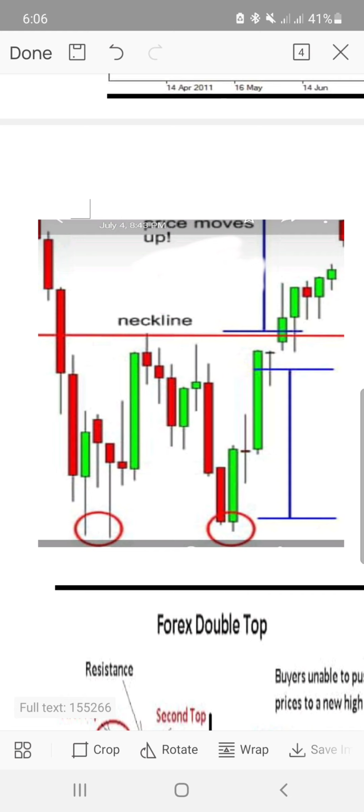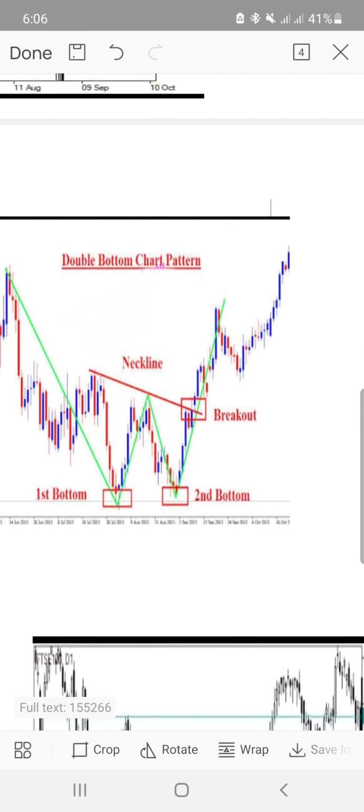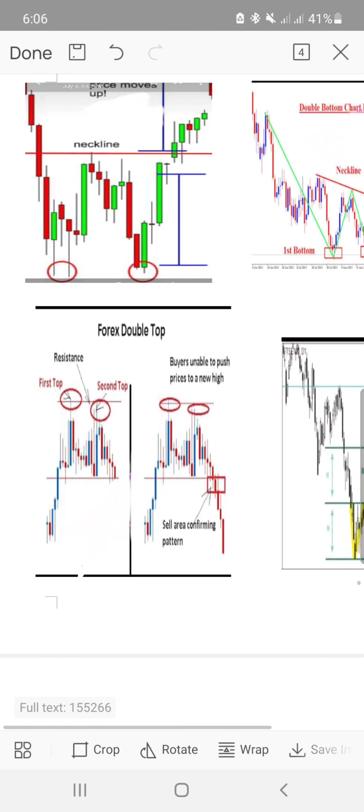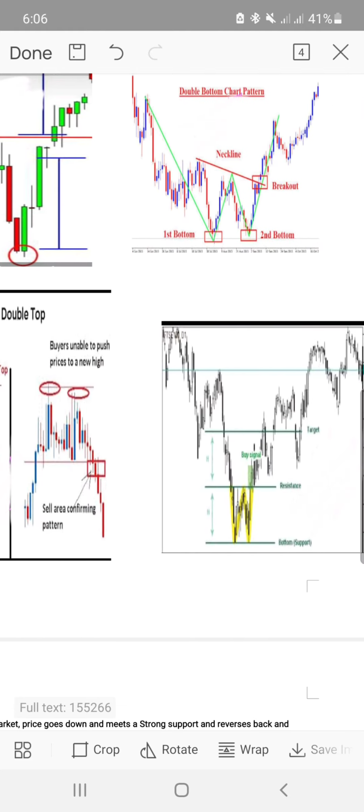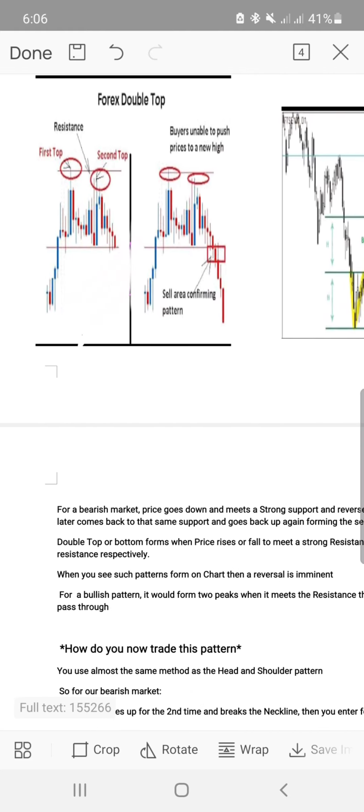Neckline, double tops. This is a double bottom. I have the neckline, and we have the two bottoms. Like I told you before, the neckline must not always be horizontal. It can be slanty or diagonal, as in this case, right? So that's just it for these ones, double tops and double bottoms.